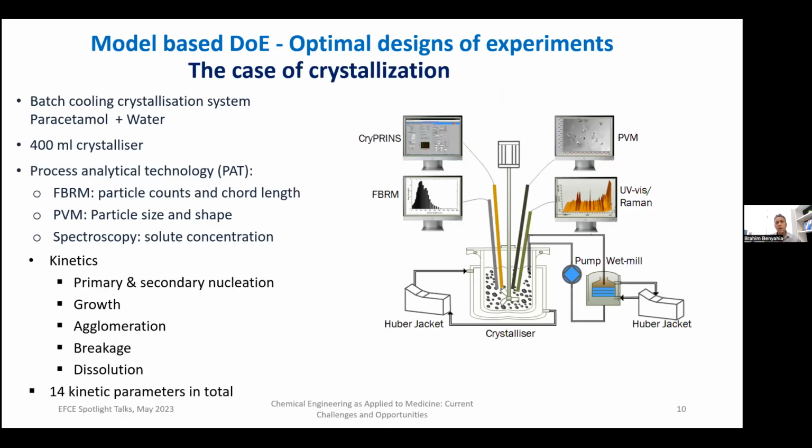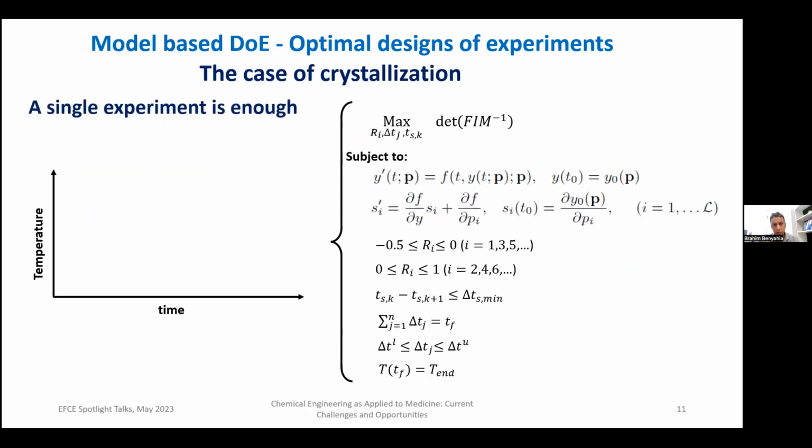To validate the approach, we selected a batch crystallization process. Here we are using paracetamol in water. And of course, we are using a complex mathematical model that involves many different kinetics, growth, agglomeration, and so forth, which overall contains 14 parameters. So the whole idea is to determine the best way to get the best parameters, but at the same time, minimize the uncertainties within these models.